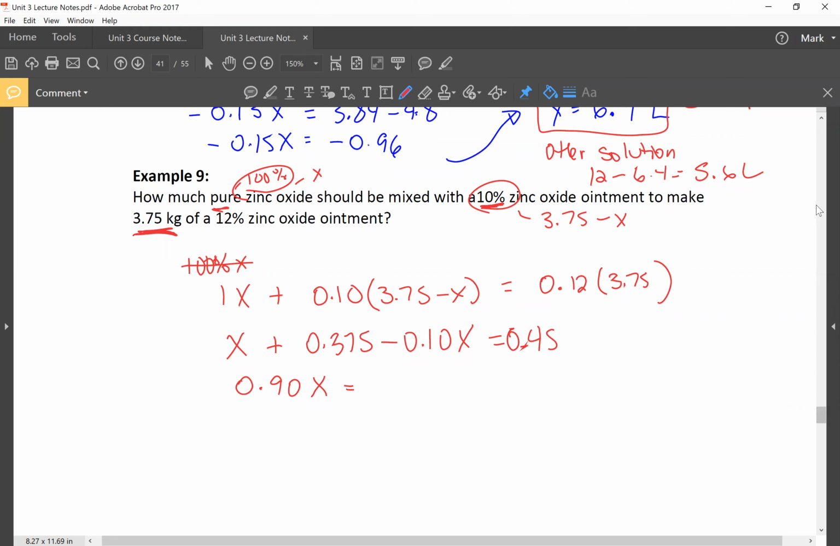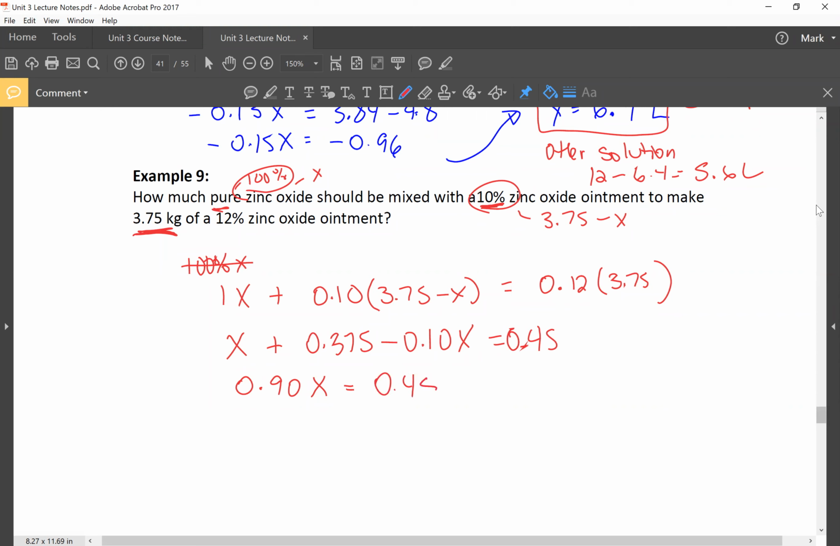Okay, so 0.90x equals 0.45 minus 0.375. And we'll get our answer. I'll just solve this. Okay, so x, when I solve this, would be 0.45 minus 0.375 divided by 0.9. And let me check. I got decimal 0.083 repeated. Perfect.